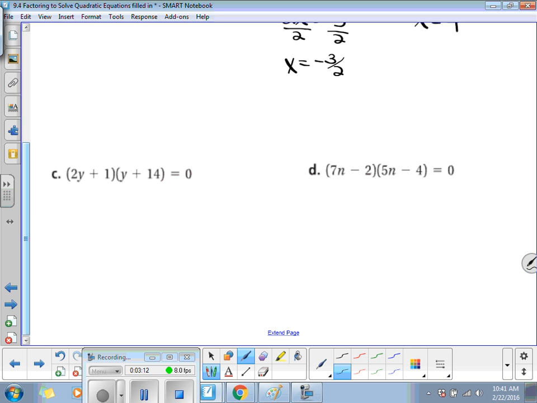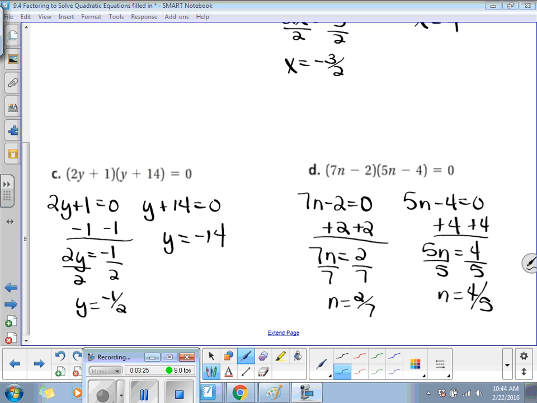How about those? Same thing. All you're going to do is solve for the variable. So there are the solutions for C and D. Very good. And again, like I said, eventually you will be able to do these two-step equations just in your head.